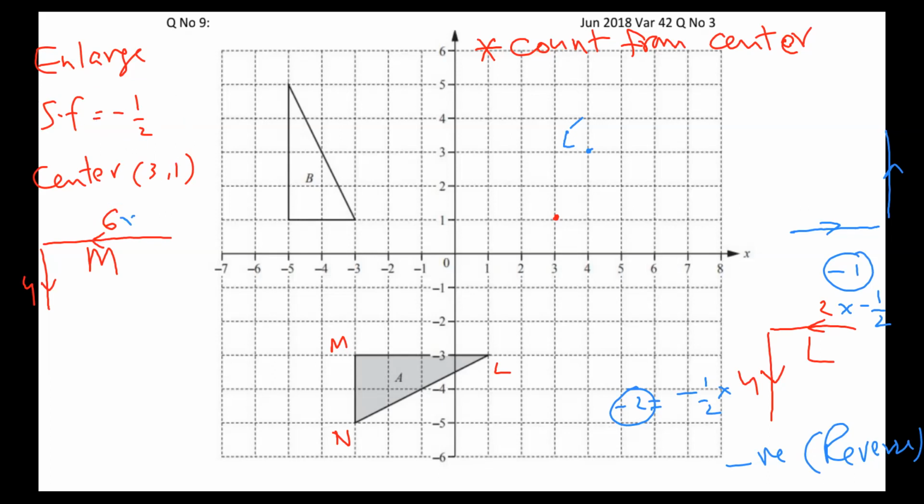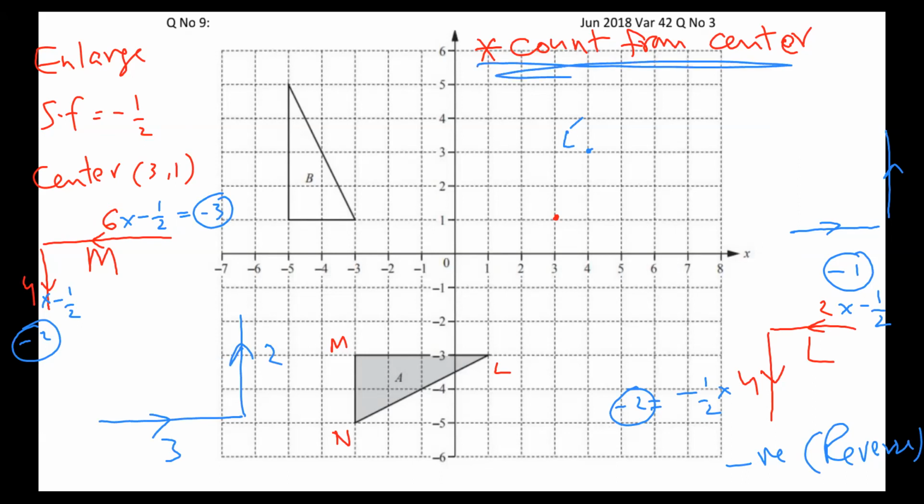If I multiply negative half here, I got negative 3. Even multiply here for negative half, I get negative 2. Okay, negative, you know, reverse. So it means don't go left and down. No, no, no. Go right and up. But how much right? So this 3, count from center. So what am I going to do? Let's revise. 3 rightwards and 2 upwards. So 3 and 2, count from center.